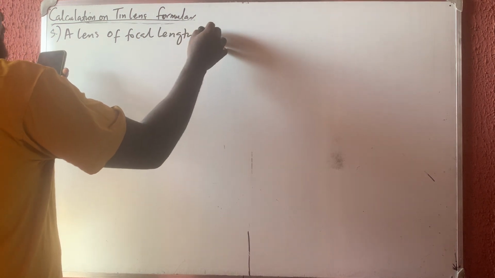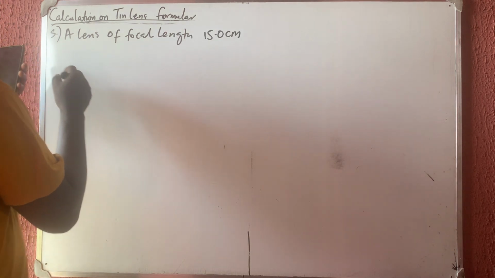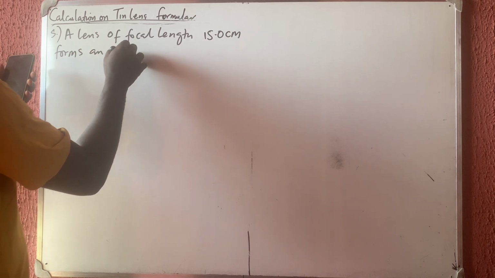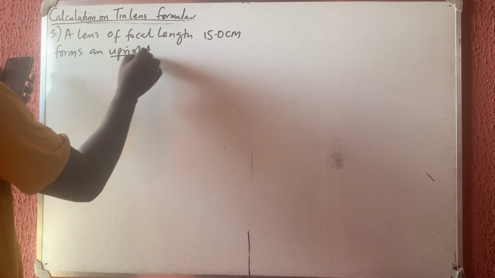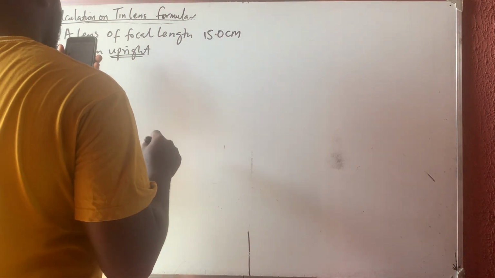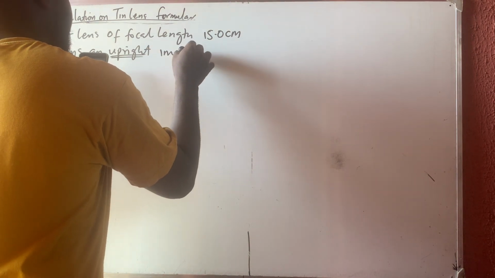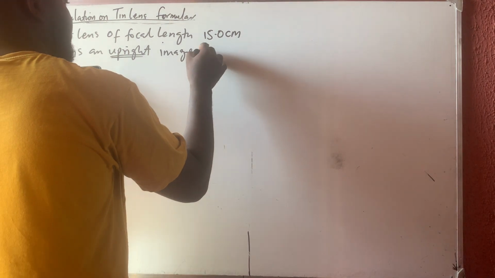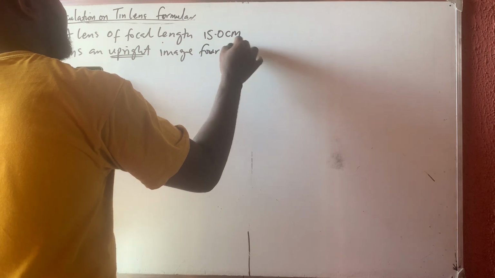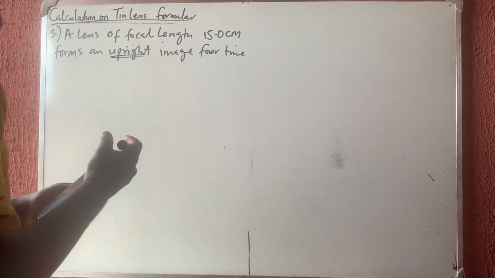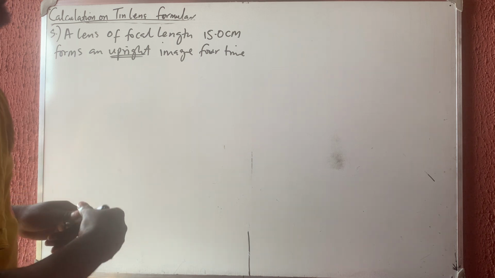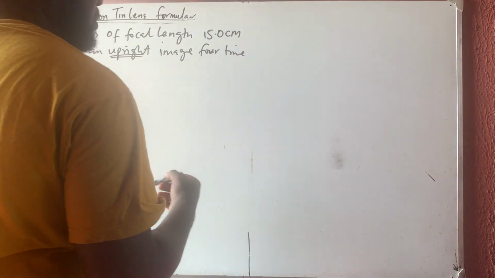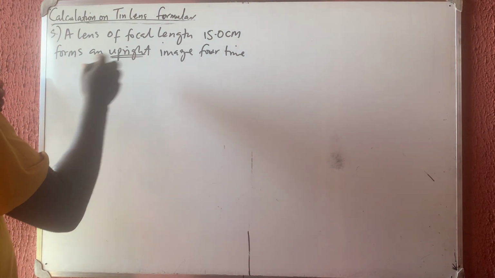a lens of focal length 15.0 cm forms an upright image. This word now will help you. Forms an upright image. So if the image is upright, then it is a virtual image. Forms an upright image four times. So this could be a concave lens, that's a diverging lens, or a convex lens that is very much closer, something like that. So let us just find out what it is.